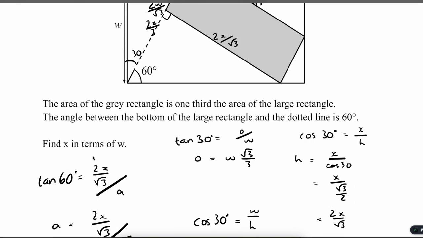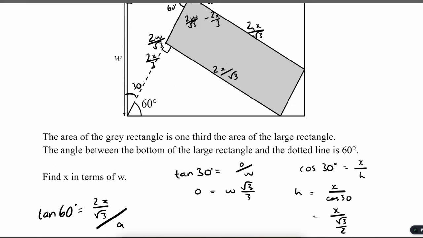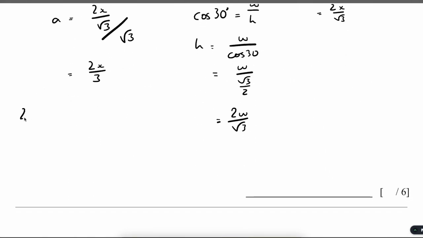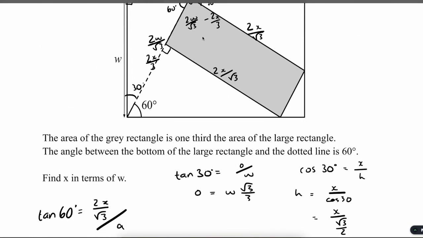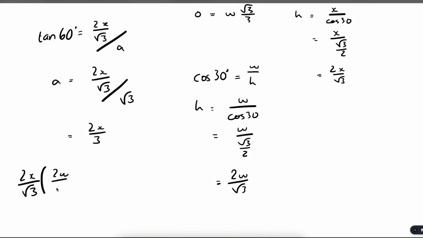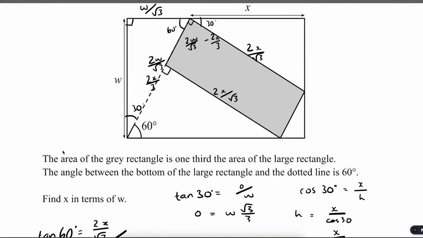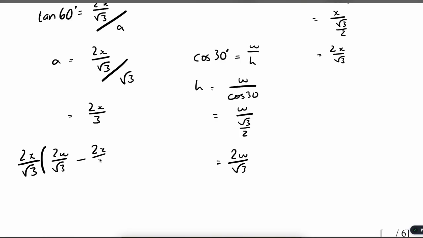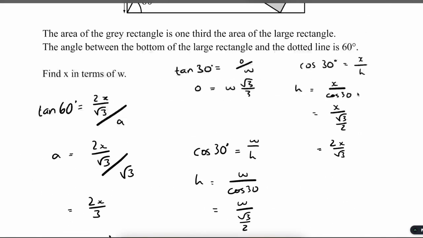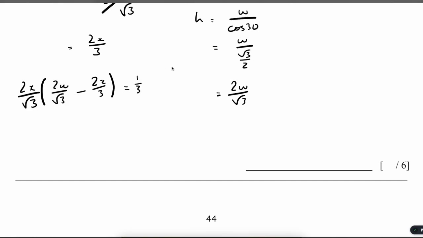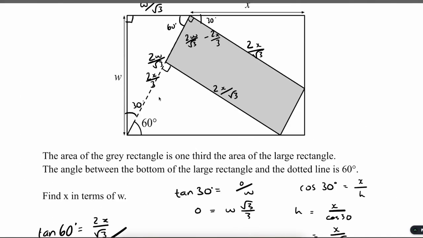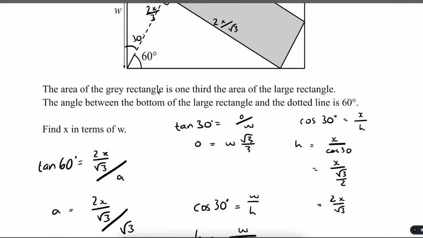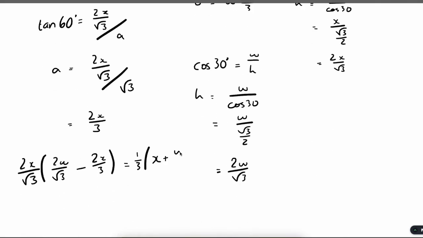So we know that 2x over root 3 times by this here, 2w over root 3 minus 2x over 3, is equal to 1/3 of the full thing. So it's equal to 1/3 of w times x plus w over root 3. So that's x plus w over root 3 times w.